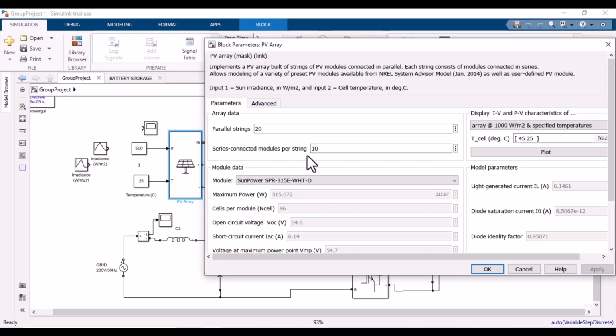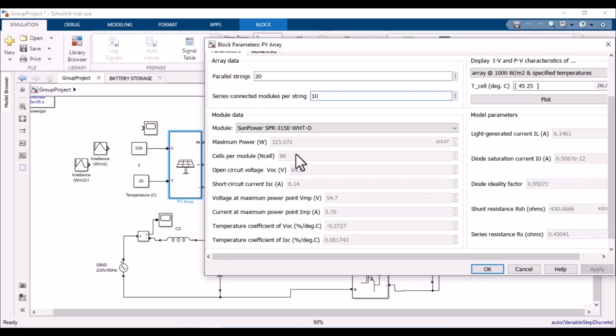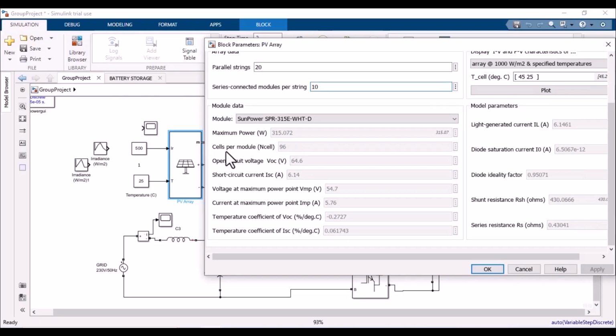Moving towards the PV array, there are 20 parallel strings and 10 series connected modules. Each module generates 315 watts. The different parameters are shown here: the cells per module, open circuit voltage, short circuit voltage, and voltage at maximum power point. All these values are predefined, so we haven't changed any of these parameters. The voltage at maximum power point is 54.7 and the current is 5.76. So these are the different parameters.